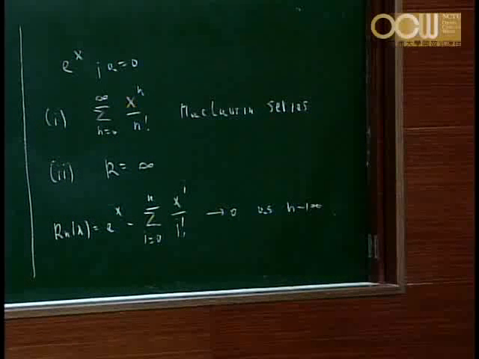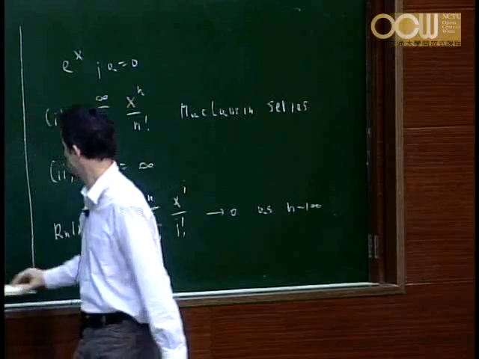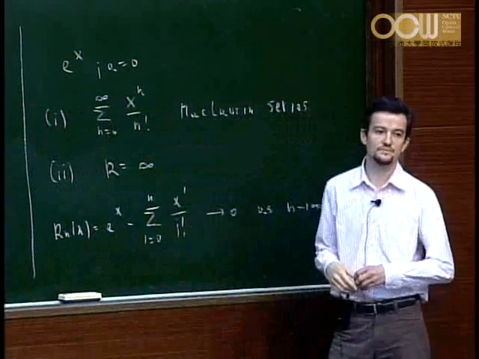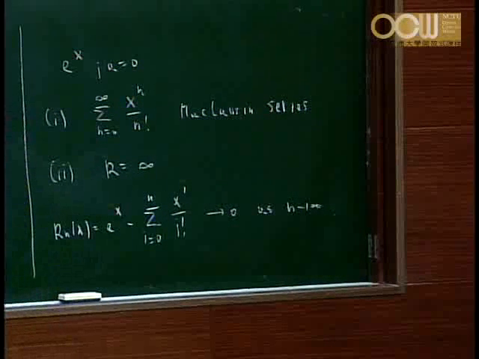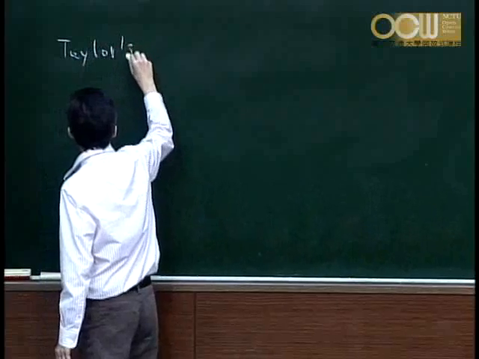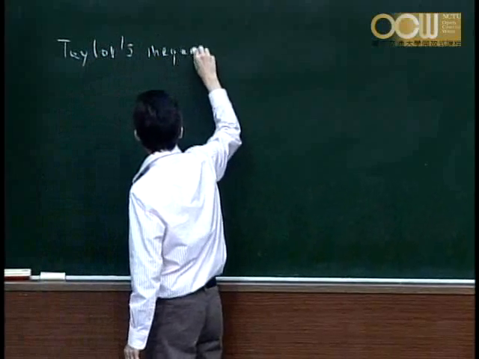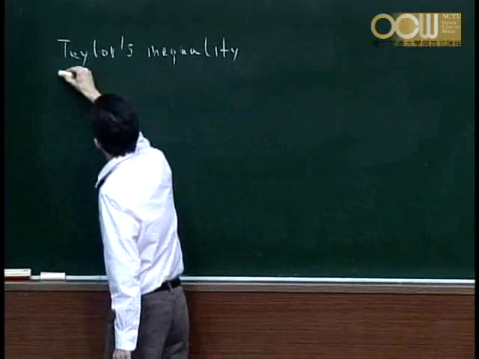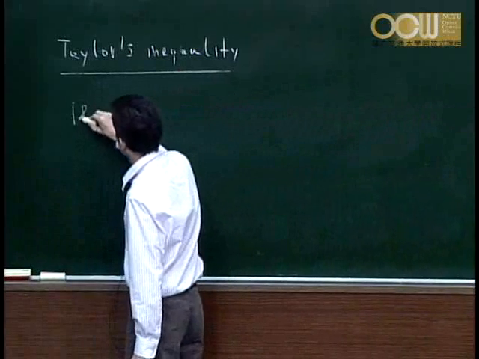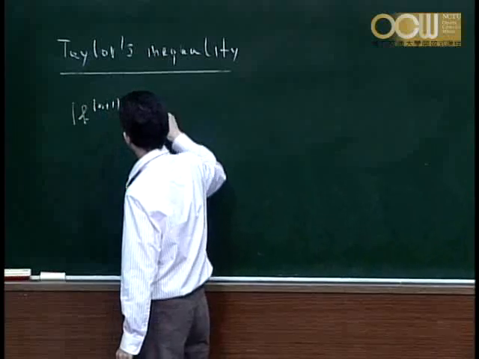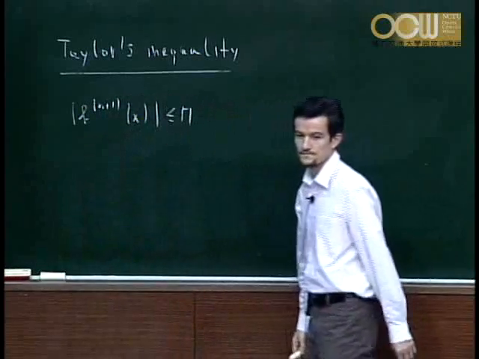Okay. Now, in order to complete the last step, I showed you already last time that there is a very handy tool which gives us an estimate which will be good enough in most cases for the error Rn of x, and this is called Taylor's inequality. What we need is estimates of the n plus first derivative of the function on some interval.